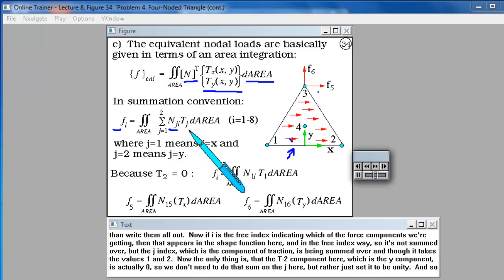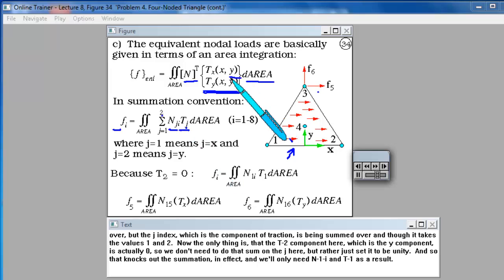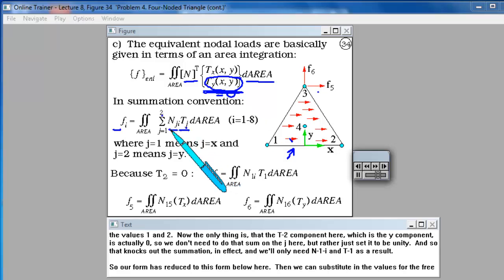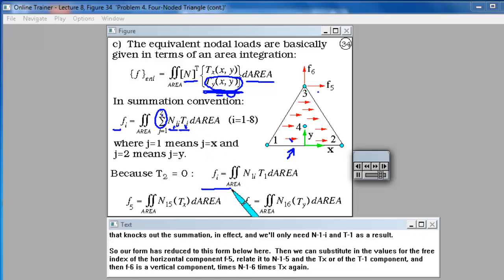But the J index, which is the component of traction, is being summed over, and takes the values 1 and 2. Now the only thing is that the T2 component, which is the Y component, is actually 0. So we don't need to do that sum on the J, but rather just set it to be unity. That knocks out the summation in effect, and we'll only need N1I and T1 as a result. So our form has reduced to this form below.